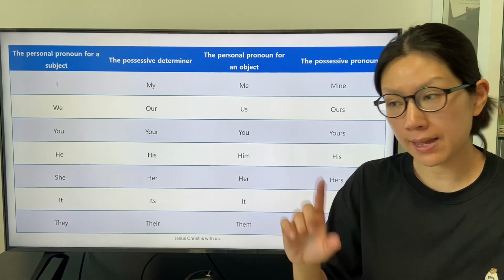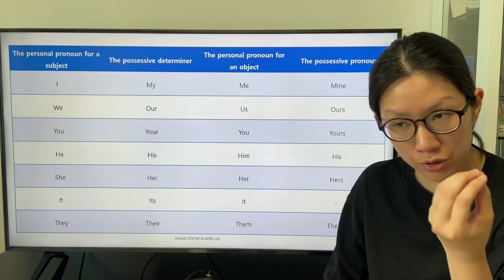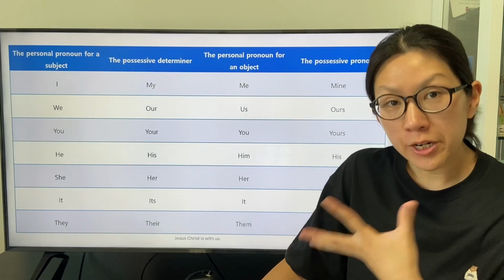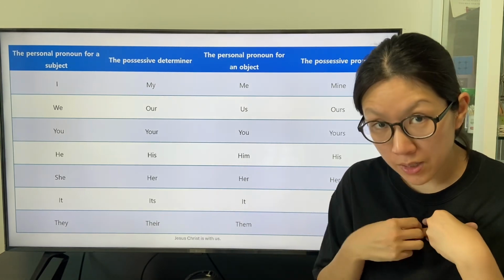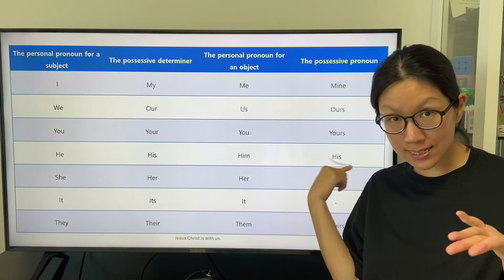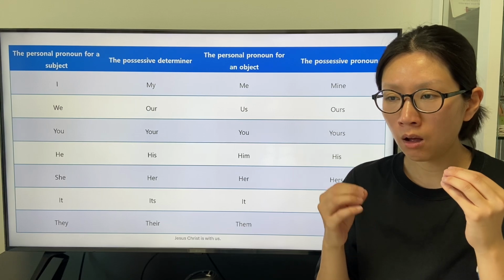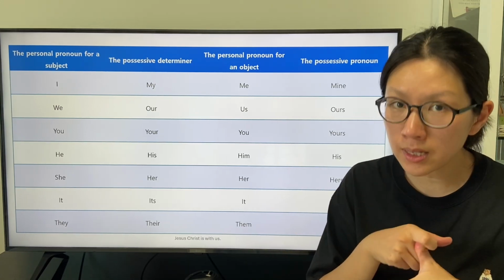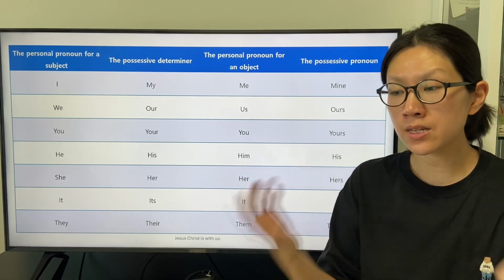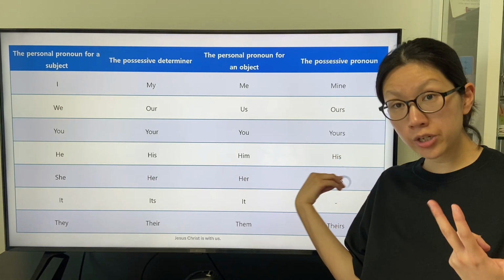The object that belongs to a subject who is a male and does not participate in the conversation with the speaker is indicated by the possessive pronoun his. The object that belongs to a person who is a female and does not participate in the conversation with the speaker is indicated by the possessive pronoun hers.